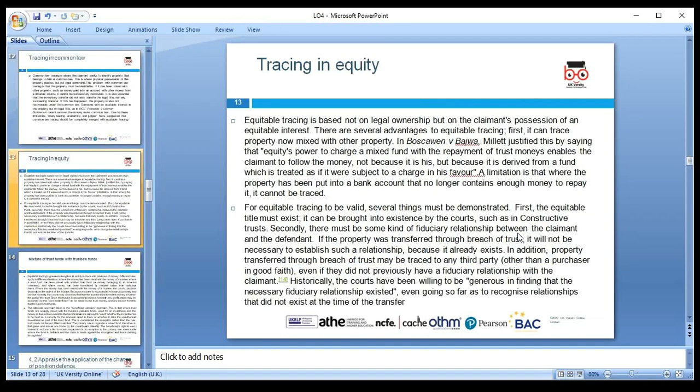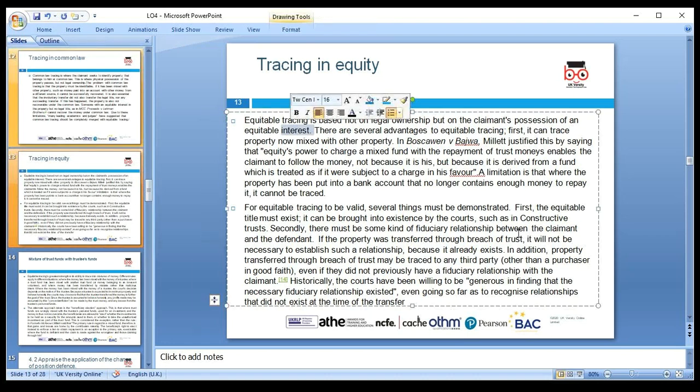Then we have equitable tracing, which is based not on legal ownership but on the claimant's possession and equitable interest. There are several advantages to equitable tracing. It can trace property that has been mixed with other properties. Equitable power allows tracing into mixed funds, repayment of trust money, enabling the claimant to pursue whoever is responsible. A limitation is where the property has been put into a bank account that no longer contains enough money to repay, and so it cannot be traced.